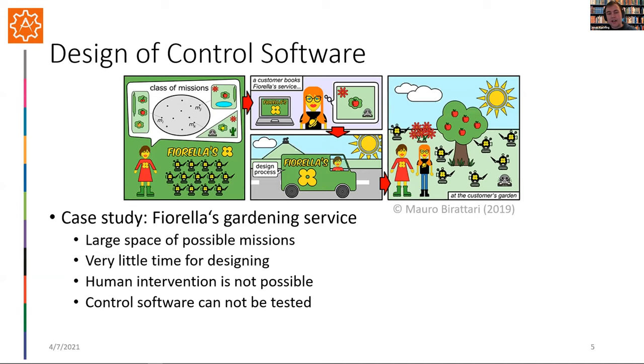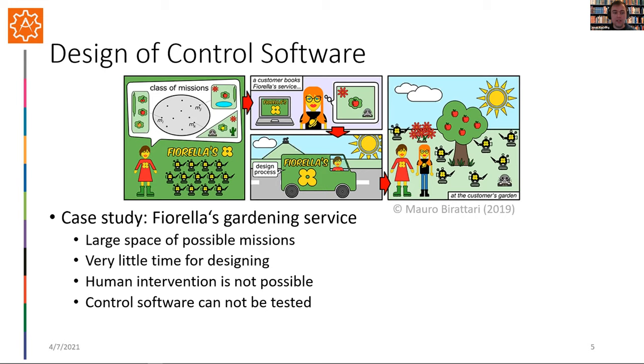Then there is relatively little time for designing. Customers who order the services are willing to wait a few hours, a few days, at most a week. No customer wants to order the services of Fiorella and then have to wait at least 6 months so that she has enough time to design the control software. Additionally, with many customers ordering her services, the time available to Fiorella goes down even more.